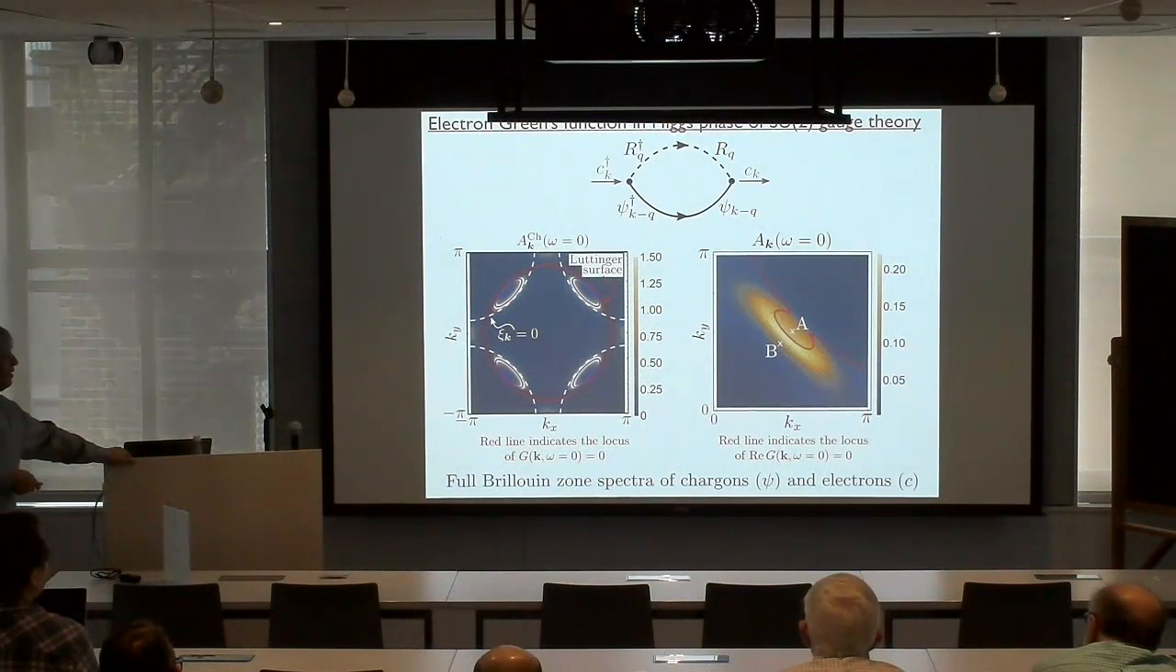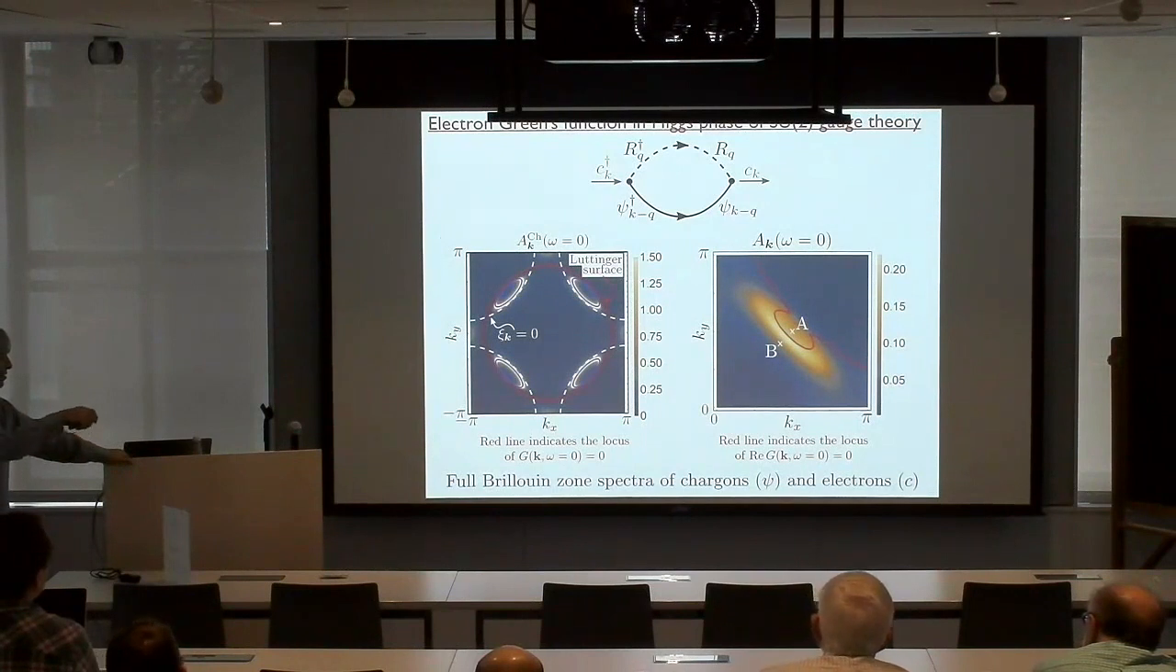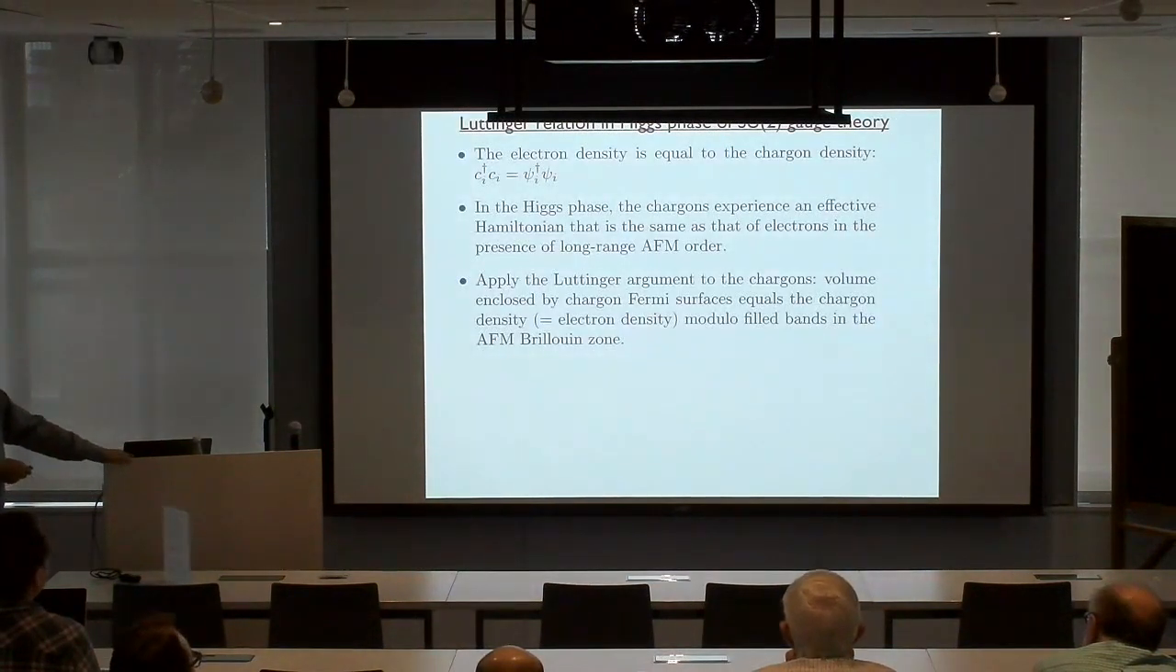Okay. So now in this phase, how is the Luttinger theorem satisfied? How does it all work? The claim has absolutely nothing to do with any of this zero structure. It has to do with the presence of long-range order in the rotating reference frame. So the way you think about the Luttinger theorem now is you just happen to notice that since it's just a rotating reference frame, the density of electrons is the density of the chargons. So why don't I just go ahead and compute the density of chargons? Because it's the same as that.